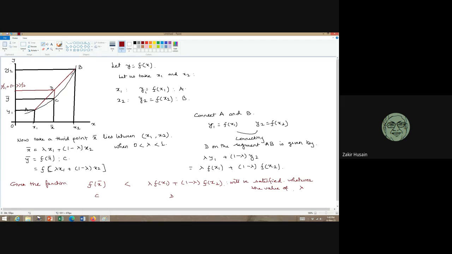So given the shape of this function, if the function is like this, we are always going to have this. This will always be satisfied, whatever the value of lambda. If we choose a different lambda, and I'm just showing you additional different lambdas, we're always going to have this. Right? So these will be point C's. These will be D1, D2, D3, D4. Right?